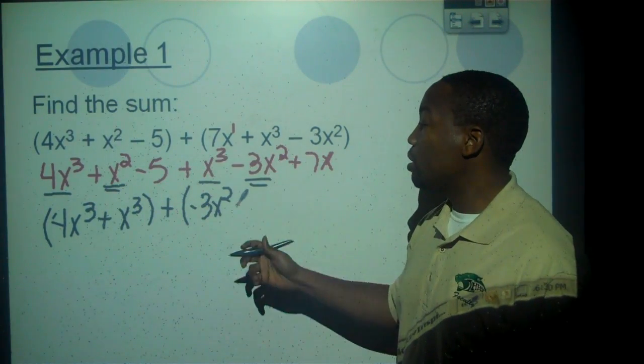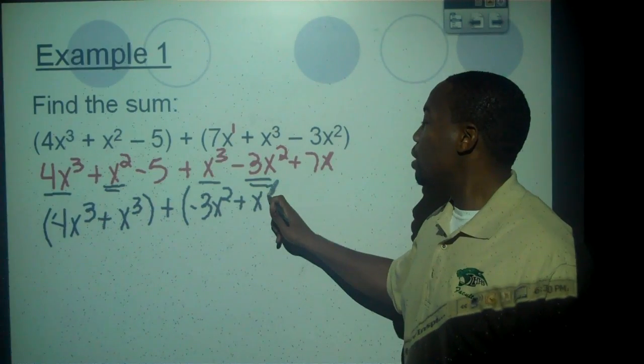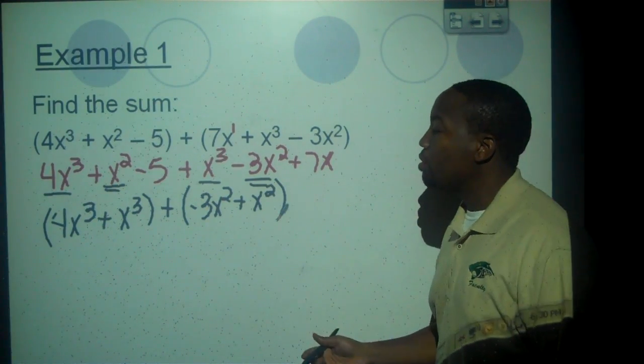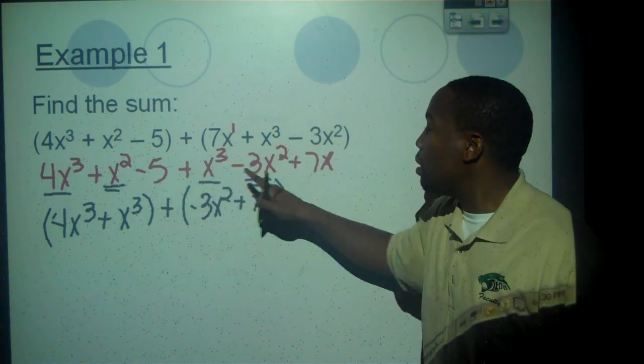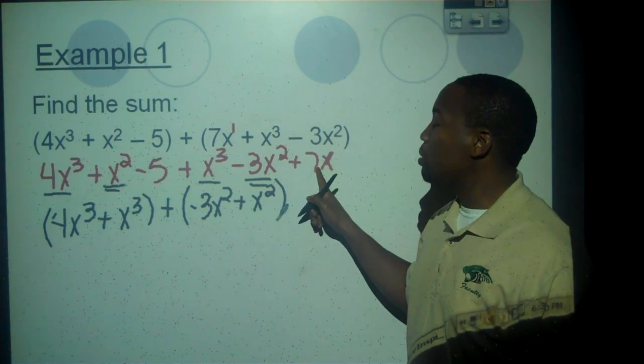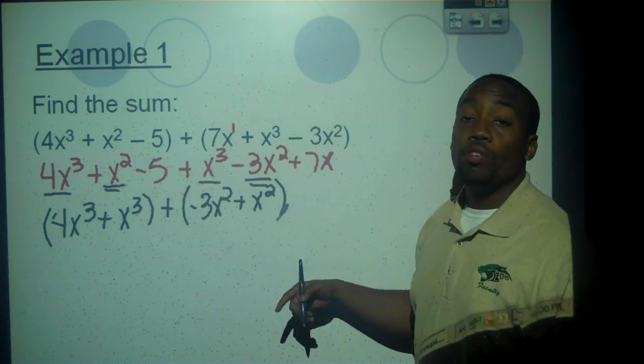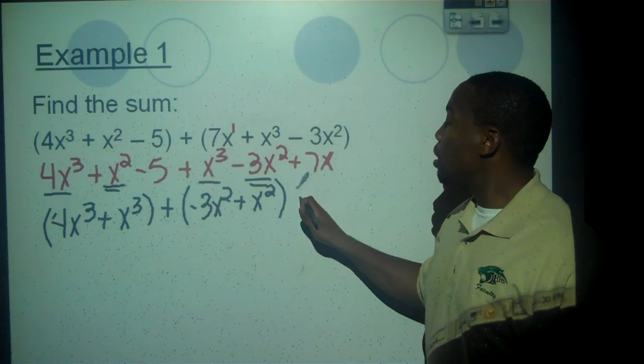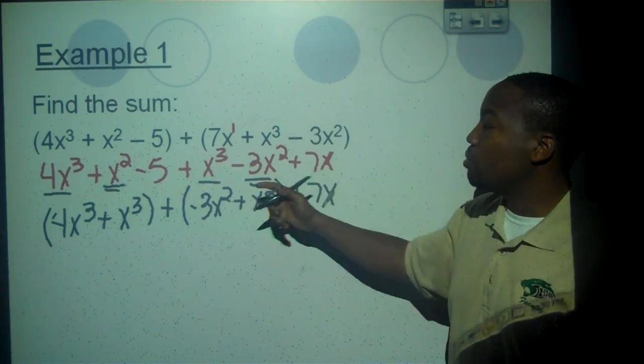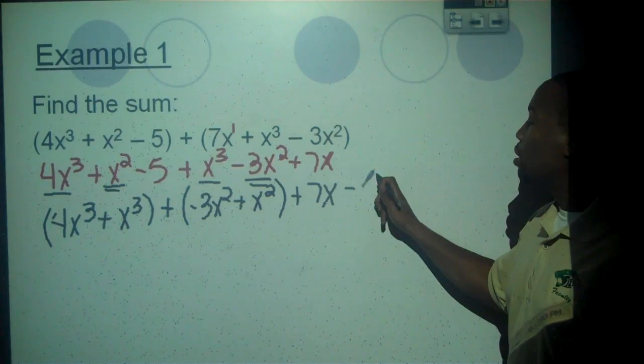Doesn't really matter. I just like doing it this way. Plus x squared. And then what's left? I got the negative 5 here, but actually I don't want to put a negative 5 here. I want to put this one here because I want it in standard form. So this would be plus 7x. And my next one would be the minus 5.